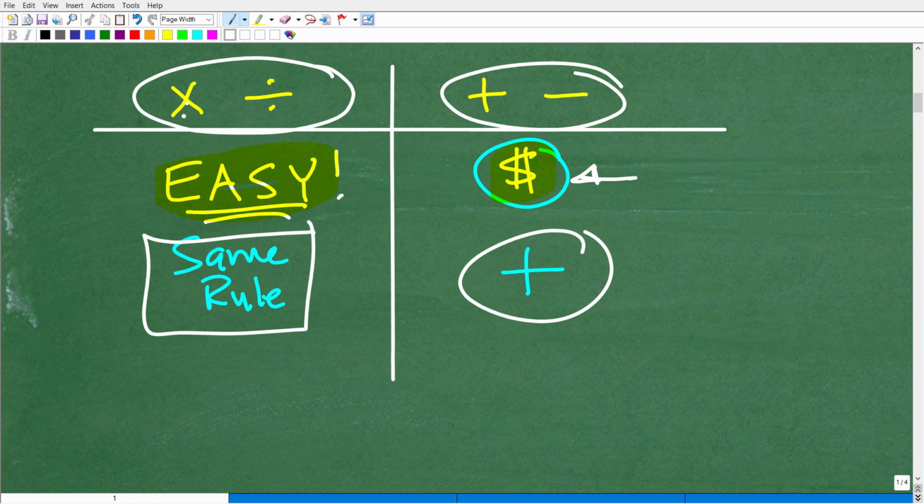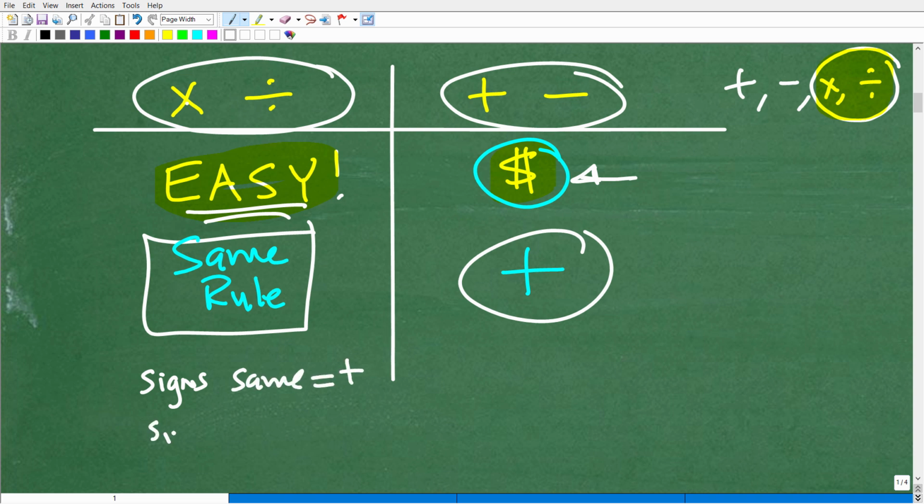All right, let's go ahead and talk about multiplication and division, and we'll take care of 50% of the rules, right? Because we're talking about adding, subtracting, multiplying, and dividing. Right here, we're going to take care of 2 out of these 4 rules right now. Okay, so what's the deal? Well, if the signs are the same, the answer is positive. If the signs are different, the answer is negative. Okay, it's so easy.